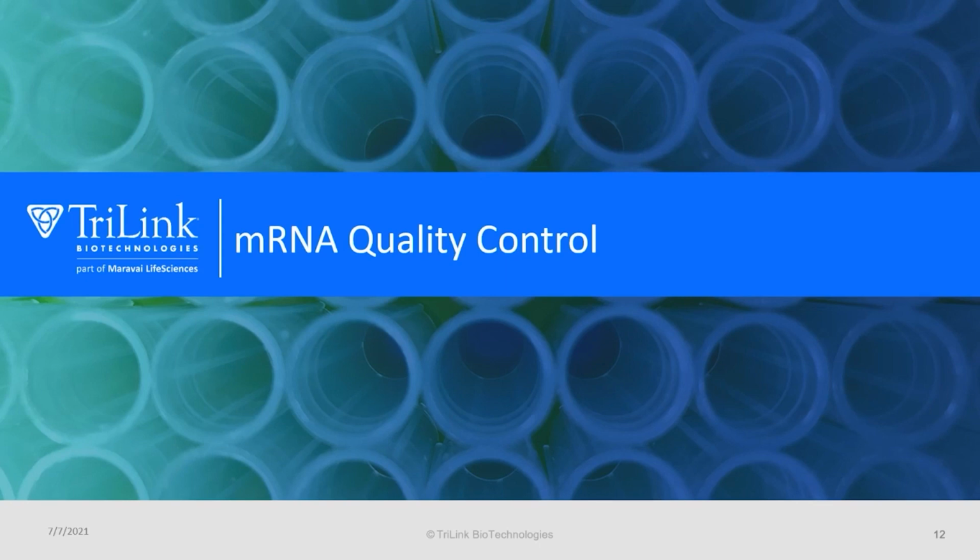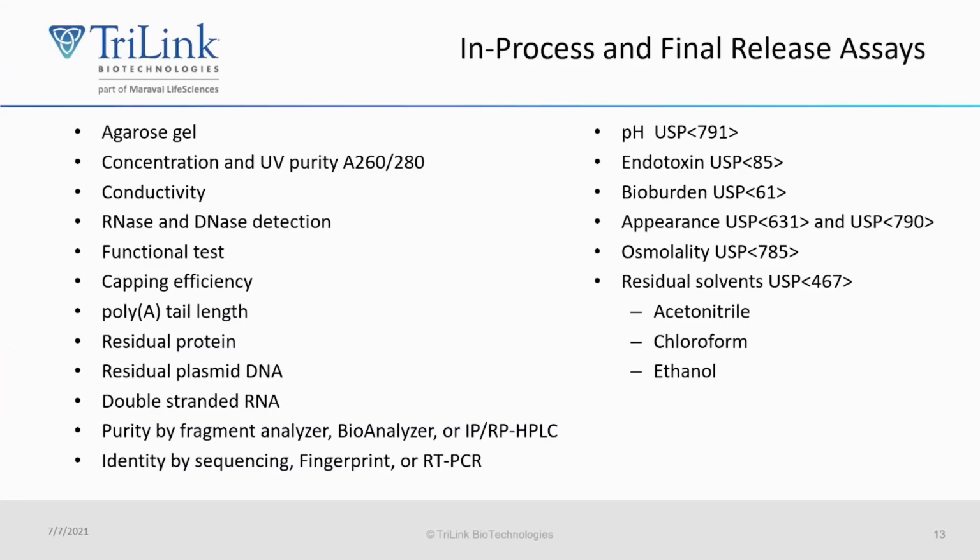mRNA quality control. Here is a large panel of in-process and final release assays offered by TriLink. On the left side of the screen, you can see a number of messenger RNA-specific assays, and on the right side of the screen are a number of USP-based methods. We'll go into detail on more of these methods today.